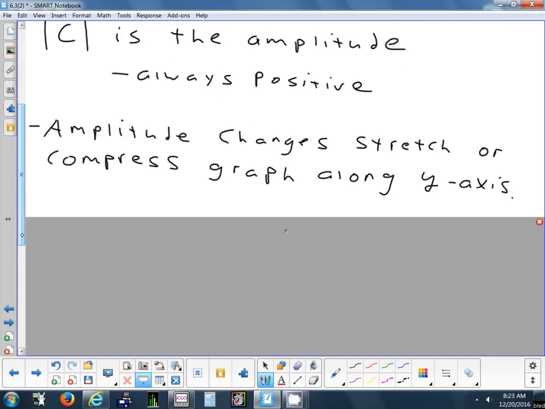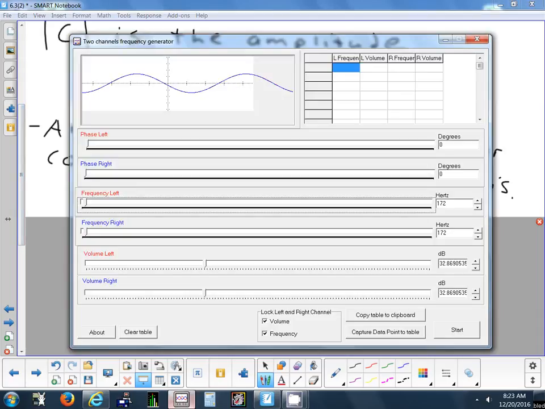Right, so an amplitude change will stretch or compress your graph along the y-axis. Okay, so that means the y values are going to change. And does anybody know how we would perceive that as a sound? Yeah? Could it get louder or quieter if we stretched or compressed it?